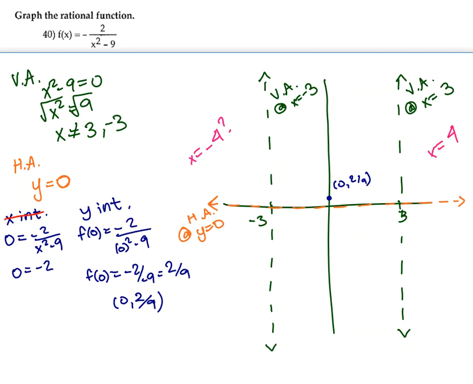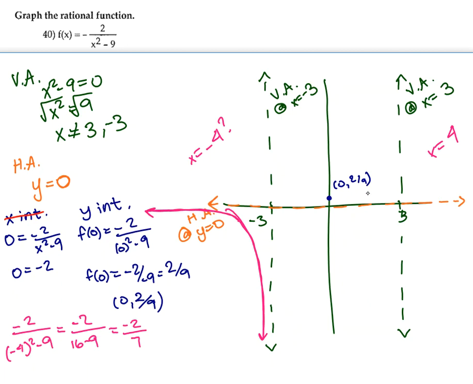When we plug in x equals negative 4 into our equation, we get negative 2 over negative 4 squared minus 9, which equals negative 2 over 16 minus 9, which equals negative 2 over 7. That means that at negative 4, our y value is negative, so it's going to be in this region right over here. From there, we can tell that our function is going to cross over here, and it can't go past the horizontal asymptote, so it's going to extend this way forever.